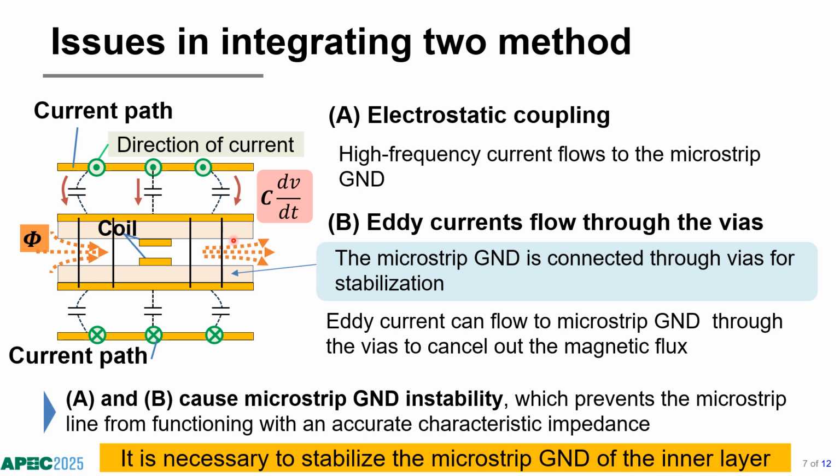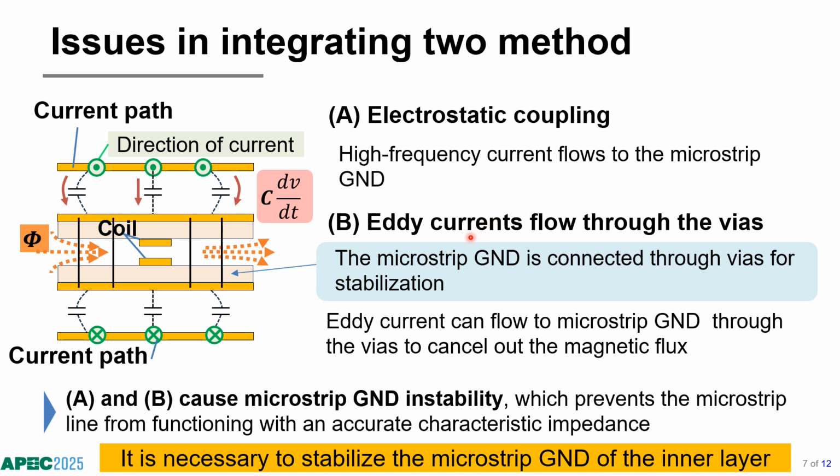However, it is not enough to simply integrate the two methods. To achieve integration, it is necessary to solve these issues. The first issue is electrostatic coupling. High-frequency current flowing in the surface layer may flow to the microstrip ground. When an unintended current caused by C dv/dt flows to the microstrip ground, a potential difference is generated in the microstrip ground.